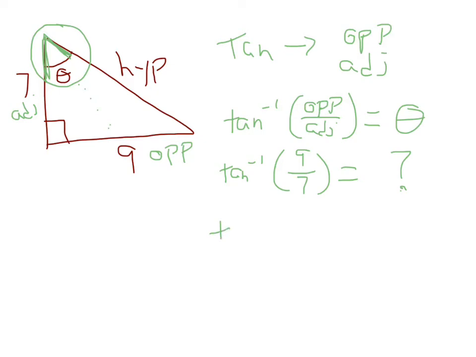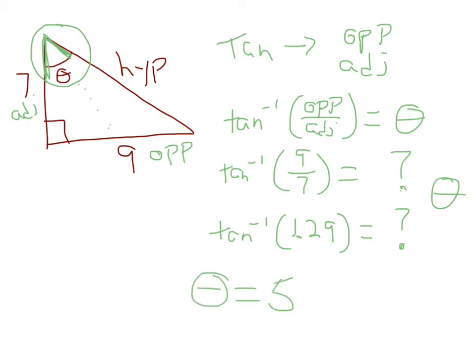Or I can put this in as tangent to the -1 of the numerical value 1.29. 1.29 is 9 divided by 7. Either one of these will give me the same correct value of theta that I want to know. And when I put this in my calculator, knowing two sides, the calculator will look that ratio up for me, and it will tell me that theta has to be equal to about 52.2 degrees.